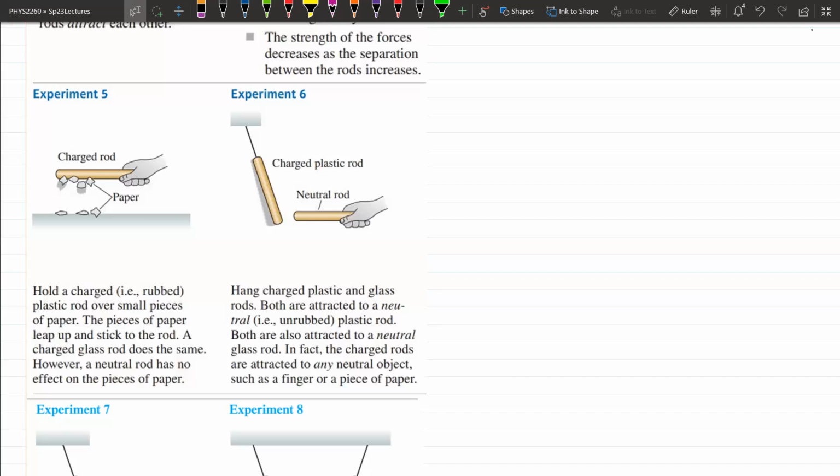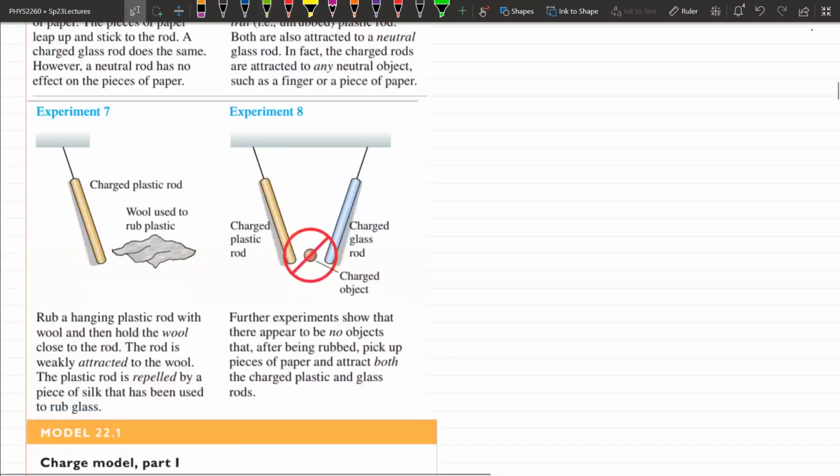Similarly, if you have a charged rod that's hanging and you put a neutral rod to it, there's a weaker force between them. It's not as strong as if they're both charged, but there's a weaker force. Somehow, and I'm going to give the keyword away, having charged things around induces another charge in something else. And we're going to see how that goes.